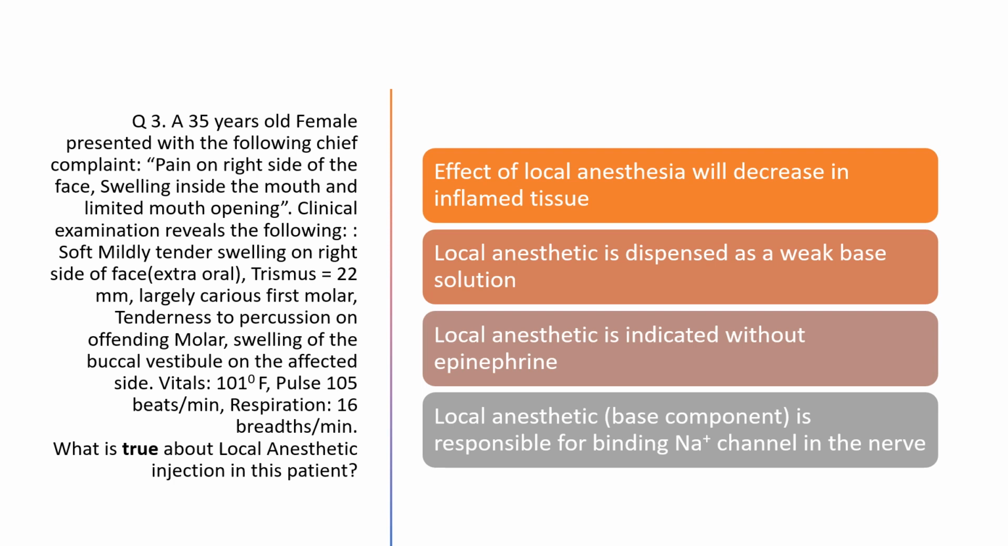Vitals are recorded as 101 degrees Fahrenheit with a pulse of 105, and respiratory rate is 16 breaths per minute. So what is true about local anesthetic injection? As we can see in the question, the patient is presenting with some kind of infection, and the infection is not just limited to the mouth, but it has extended beyond the bone into the buccal vestibule, so it is tilting towards cellulitis, although it may not be an exact cellulitis. It could be an inoculation, which is the first stage of the infection into the bone and beyond.